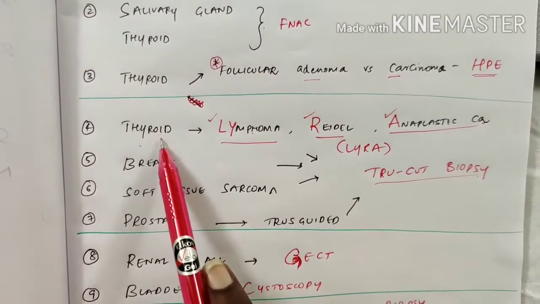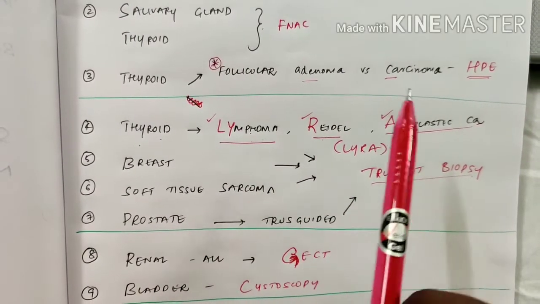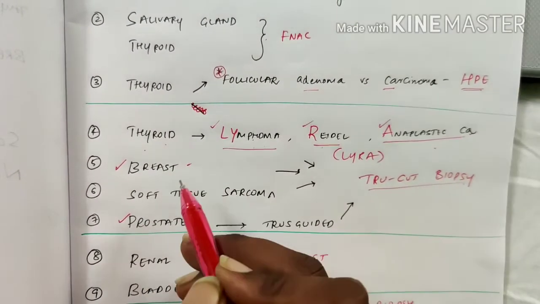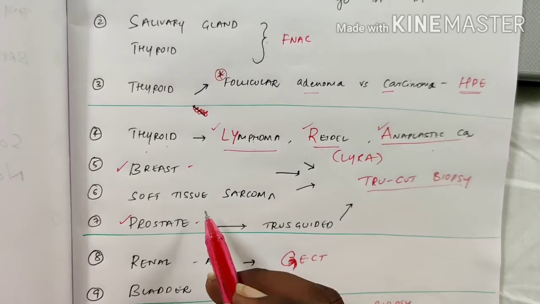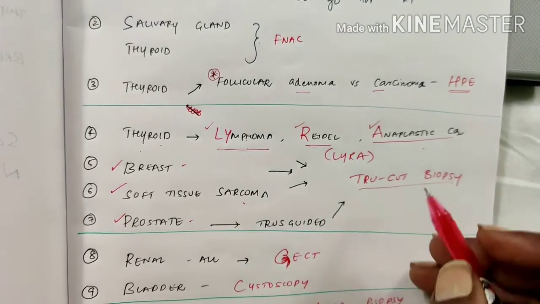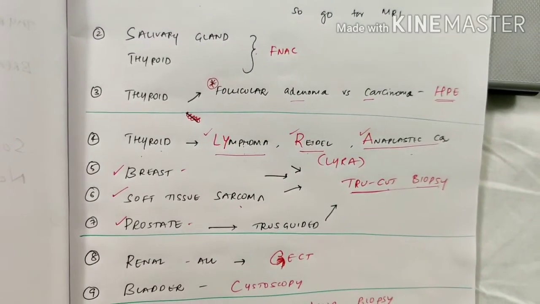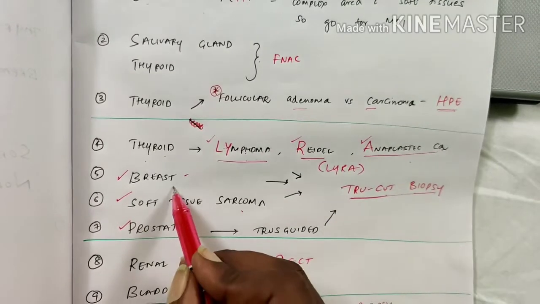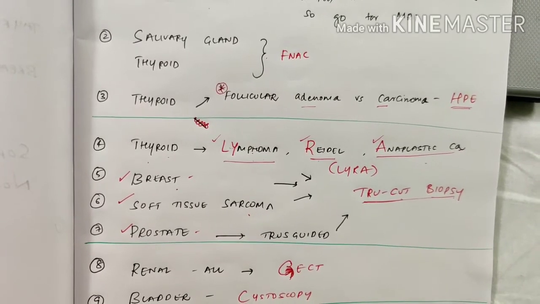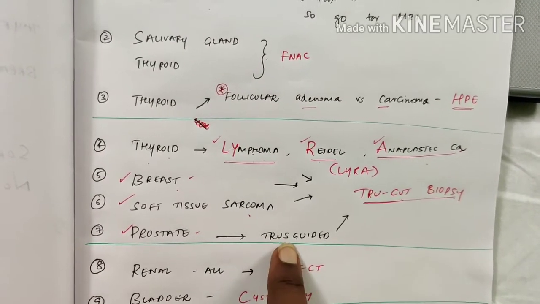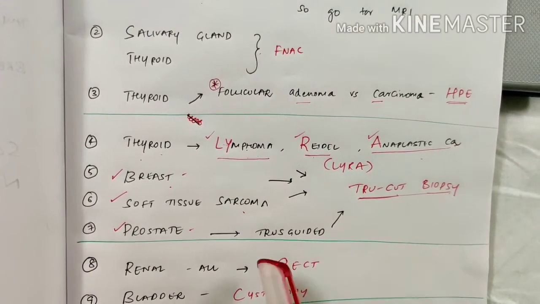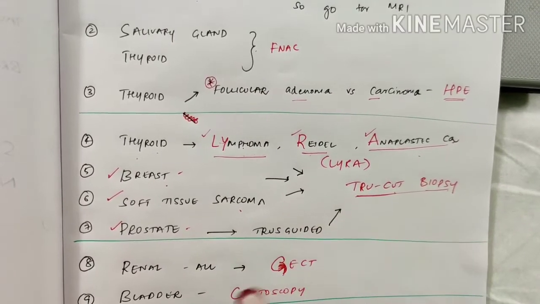Now, along with these three thyroid diseases, lymphoma, Riedel's thyroiditis and anaplastic carcinoma, breast in females, prostate in males, and soft tissue sarcoma, for these cancers you go for true cut biopsy. For these three thyroid diseases, breast, soft tissue sarcoma and prostate, you go for true cut. In prostate, you go for transrectal ultrasound guided true cut biopsy. It is a true cut, but you go through transrectal ultrasound guidance.